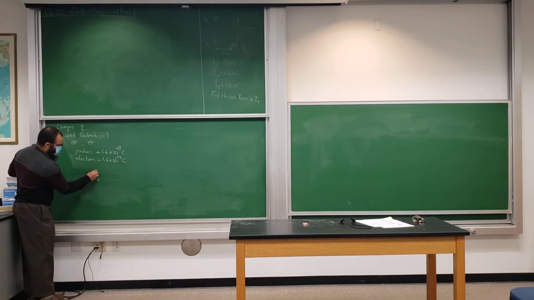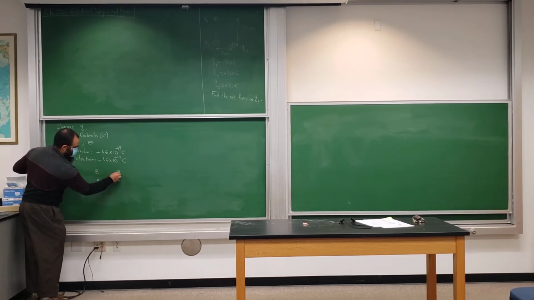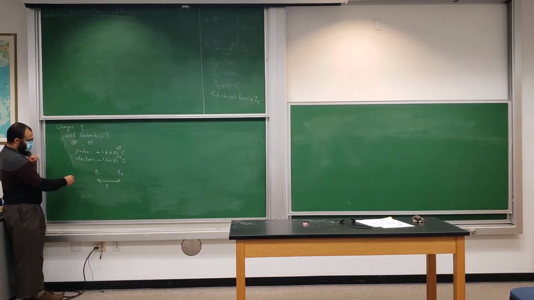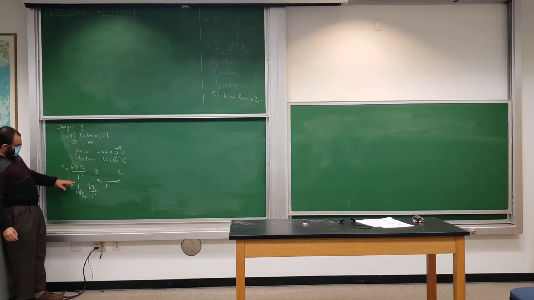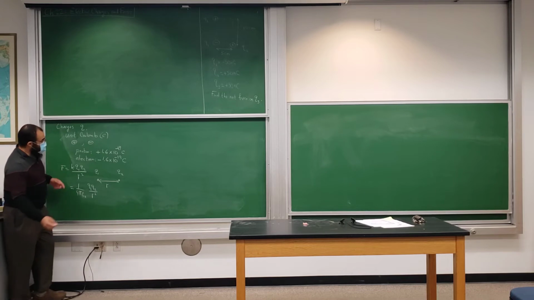So if you have charge 1 here, and charge 2 here, and they're separated by a distance r, then by Coulomb's law, the force between them would be K, Q1, Q2 over R squared. Another way to write this same thing is 1 over 4 pi epsilon naught, and then Q1, Q2 over R squared. So you see here, the only difference, there's a K here, and here there is 1 over 4 pi epsilon naught. Those are constants.